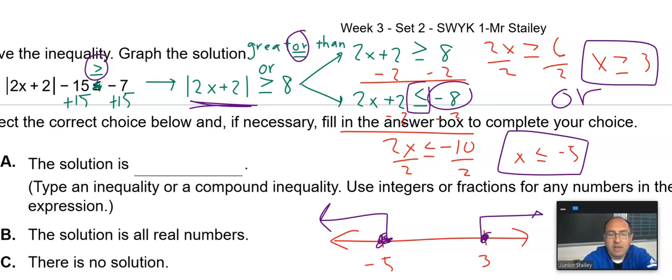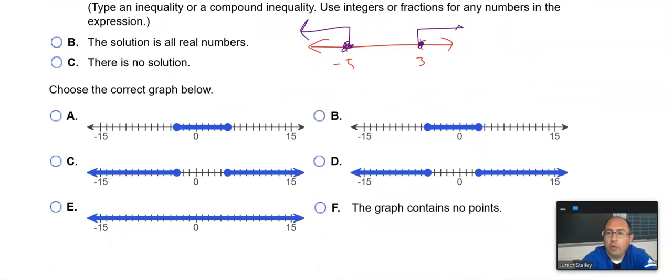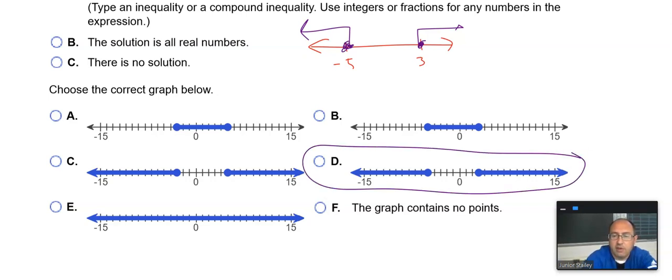Now, the word or means I want everything, not just what they have in common, but everything. And in this case, that means I have to choose a graph that has all the points that I just described. And so I am looking at, it looks like letter D here, right? Everything from -5 on down and 3 on up. You have to include both because we use the word or, not the word and.